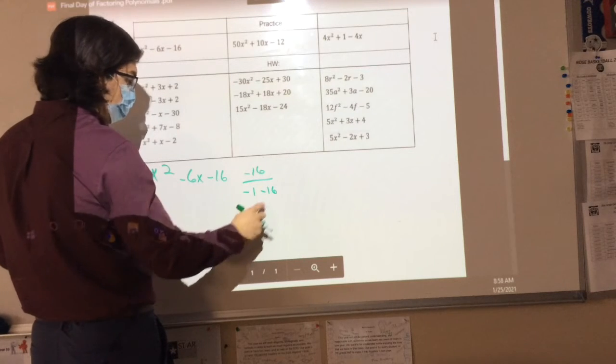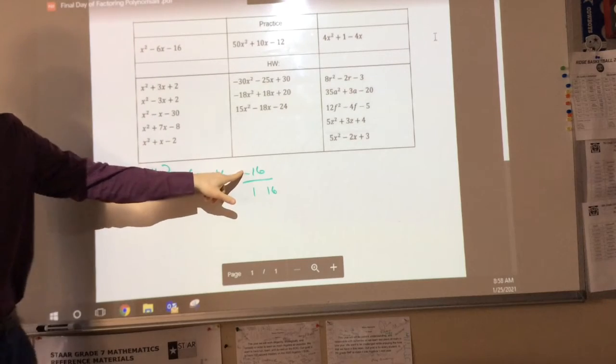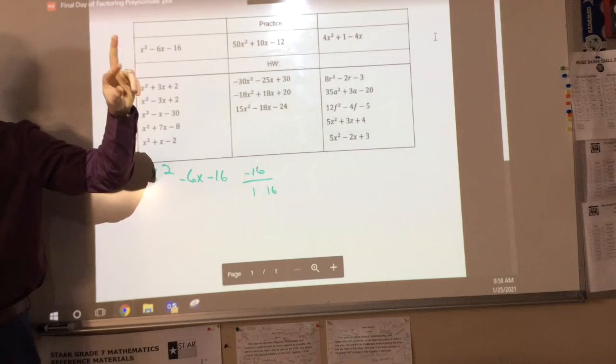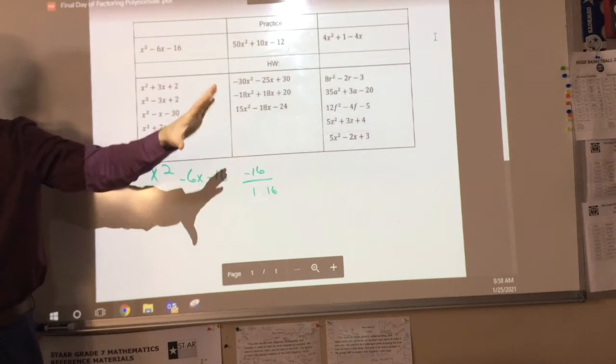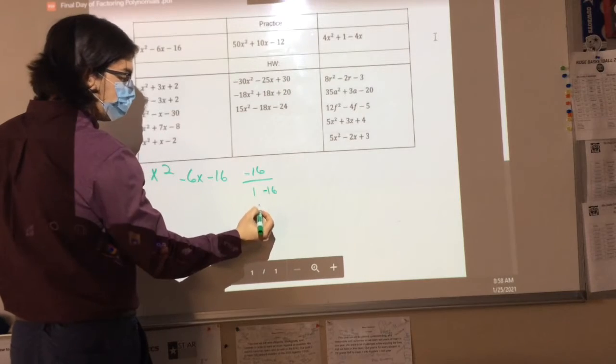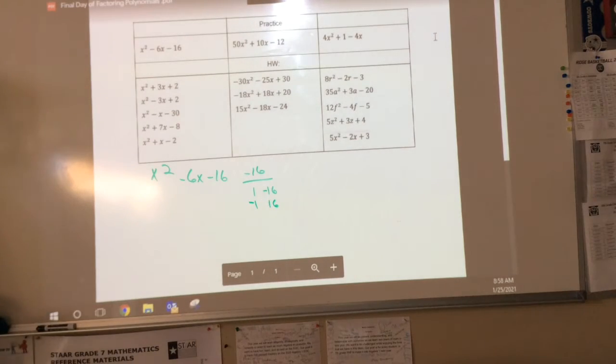Oh, I'm sorry, that doesn't work. Let me backtrack. Hold, please. This is a negative answer, right? Therefore, it means we have to have a negative and a positive to get a negative answer when we multiply. I just got a little carried away there. So what I mean by that is 1 times a negative 16 works, but also negative 1 times a positive 16 works. Do we understand that? Okay.